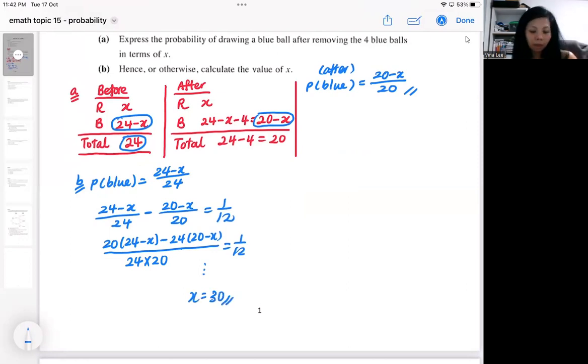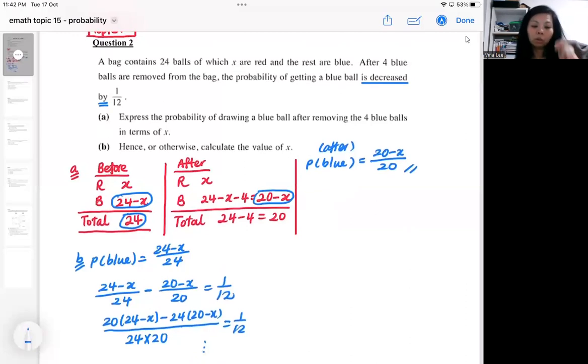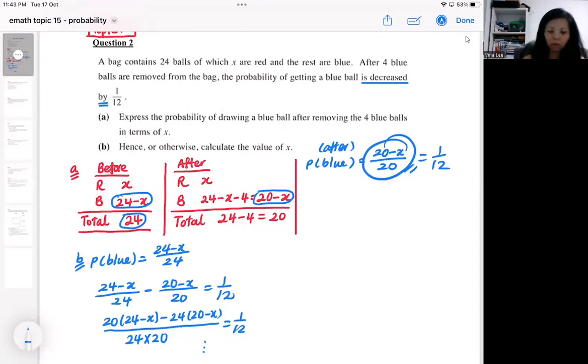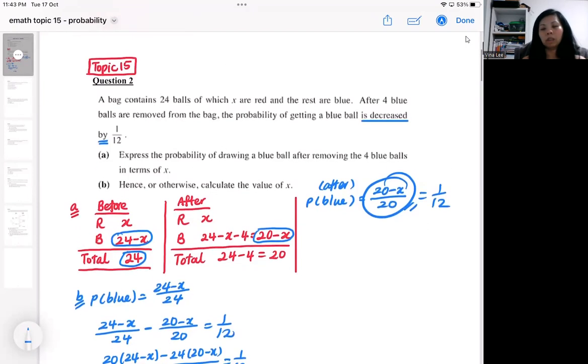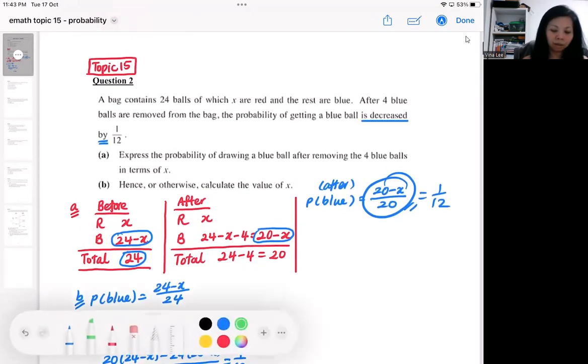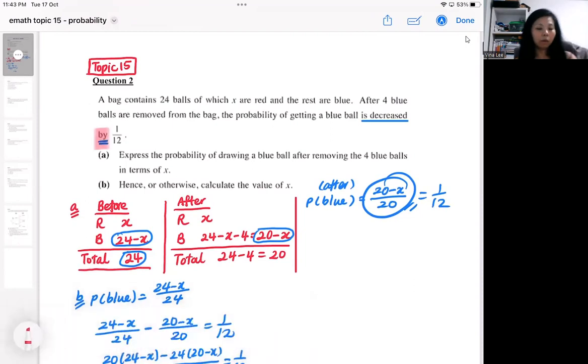The trick is whether you notice the wording is decreased by this amount or decreased to this amount. If it's decreased to 1/12, that means this whole thing is just 1/12. But if it's decreased by a certain amount, that means that is the difference between the before and after. So the setup will be quite different just by a difference in one word, decreased by or decreased to. So do take note of the phrasing, and make sure you really read.